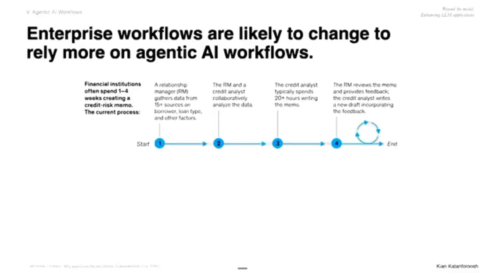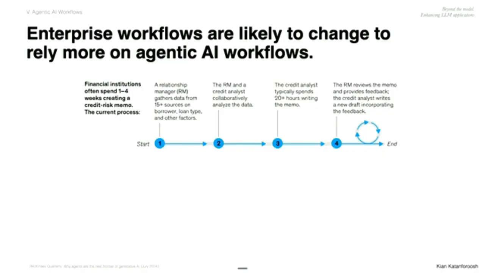Here's another example from enterprise workflows, which are likely to change due to agentic AI. This is a paper from McKinsey, I believe from last year, where they looked at a financial institution and said that they observed the institution often spends 1 to 4 weeks to create a credit risk memo. And here's the process. A relationship manager gathers data from more than 15 sources on the borrower, loan type, and other factors. Then the relationship manager and the credit analyst collaboratively analyze that data from these sources.